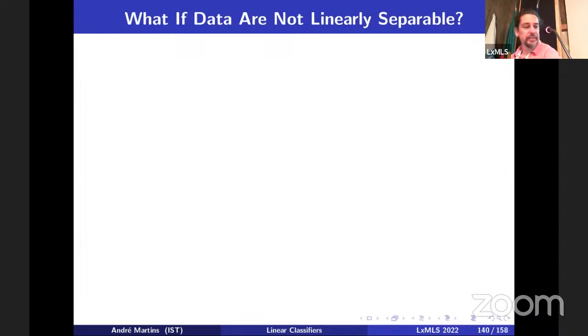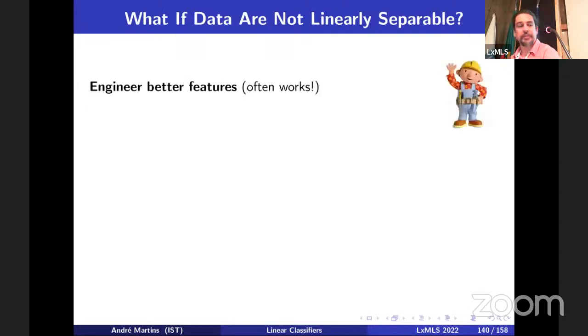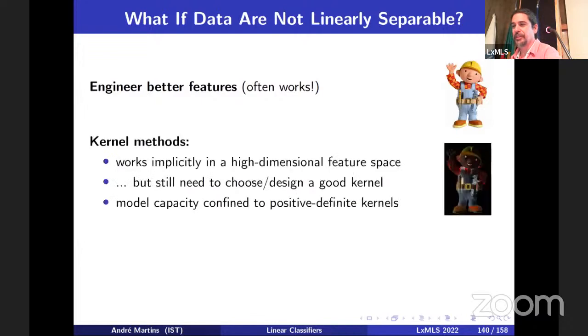But in practice, there are several things that might happen if the data is not linearly separable. So one strategy is just to engineer better features. This is the naive solution, but it's often a good one. Another possibility is to work on kernel methods. How many of you heard of kernel methods? Okay, more than what I expected. So kernel methods used to be very popular, 10, 15 years ago.